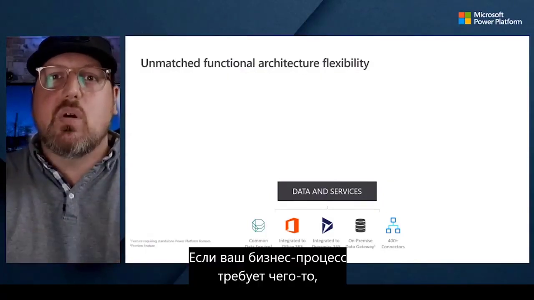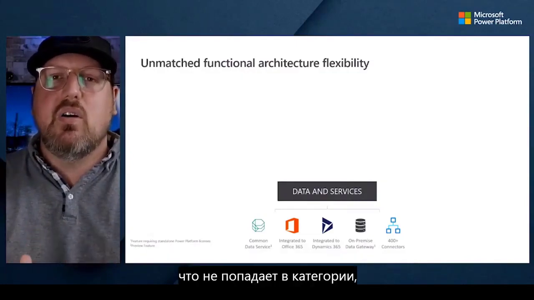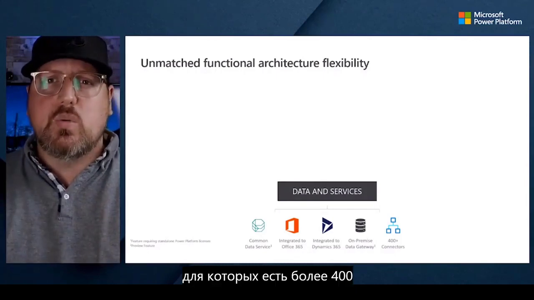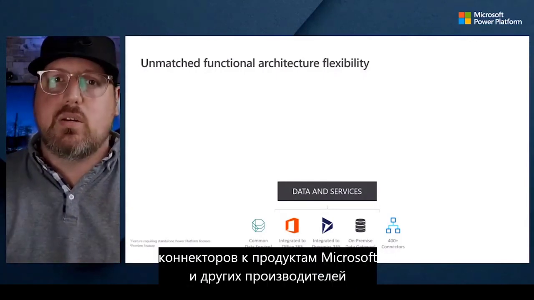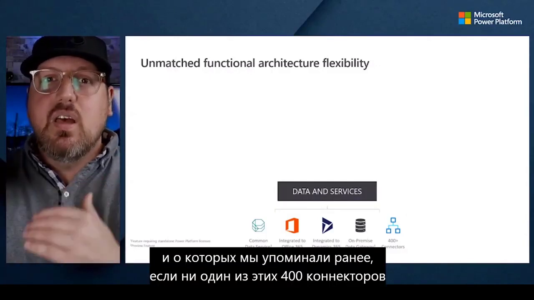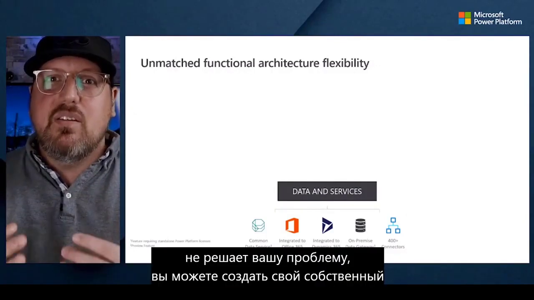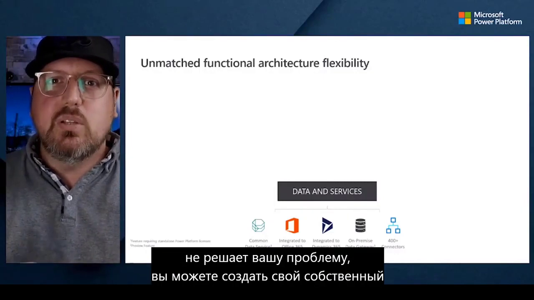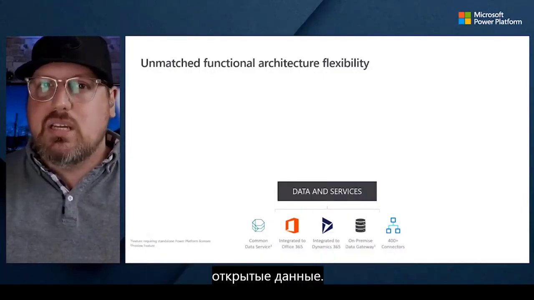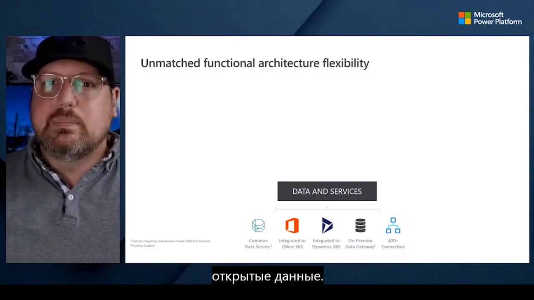But if your business process requires something that does not fall in those categories, it's where you have over 400 connectors to Microsoft and non-Microsoft products. And like we just saw earlier, if none of those 400 connectors give you a solution to your problem, you can build your own, connecting to anything that is REST API or HTTP or open data.